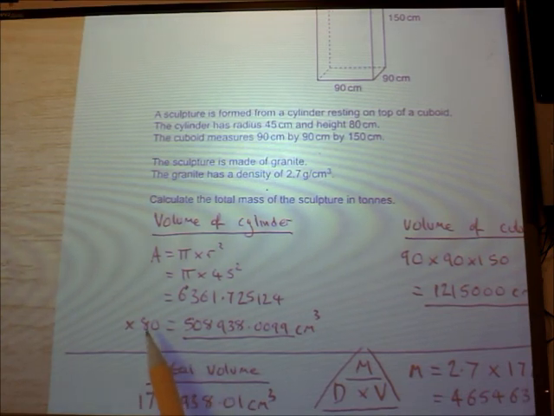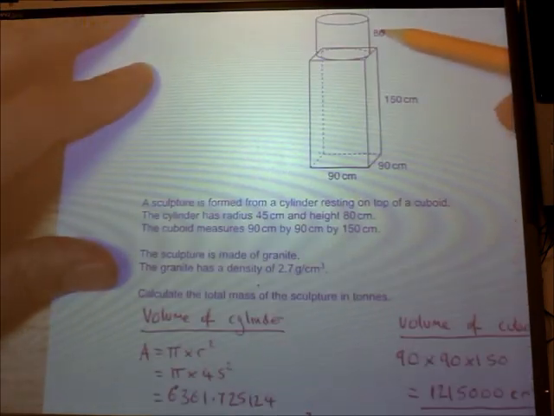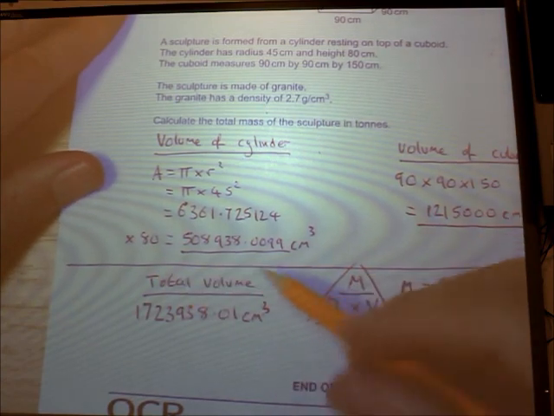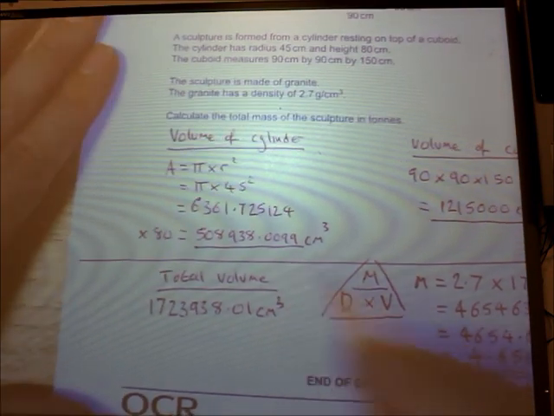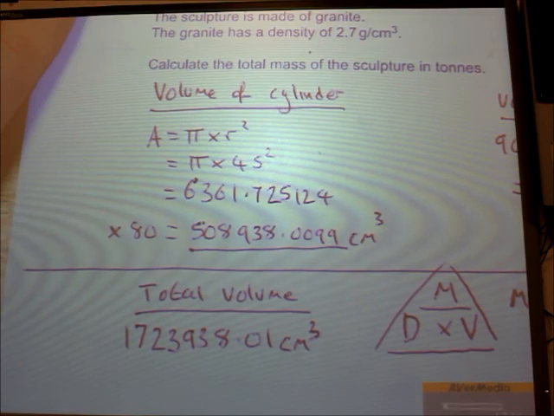And you multiply it by how long the cylinder is, and the cylinder is 80 centimetres long, so I've multiplied it by 80. So that there is the volume of the cylinder, and there are the workings for it. You can pause that if you want.